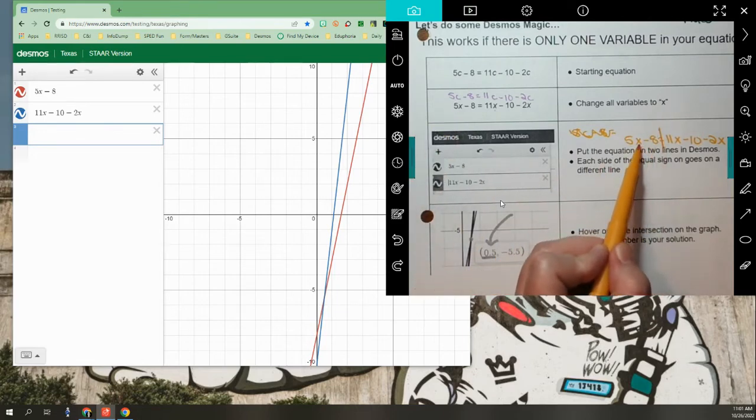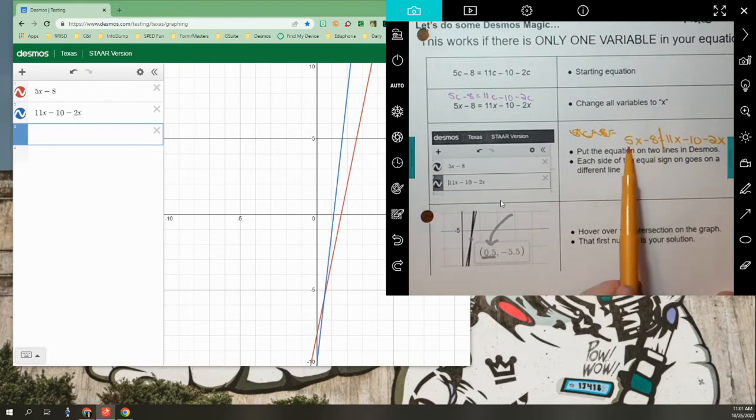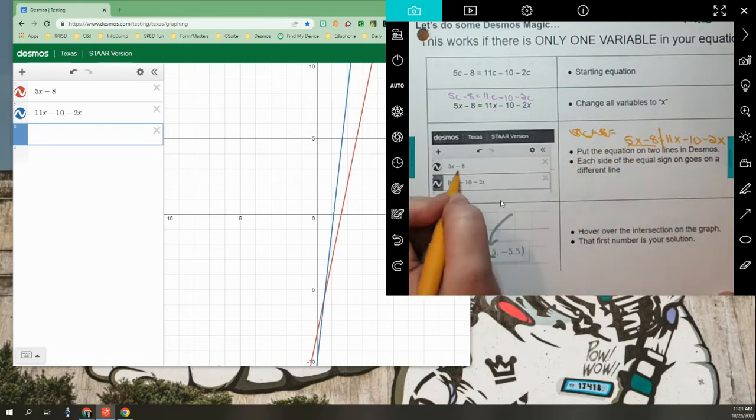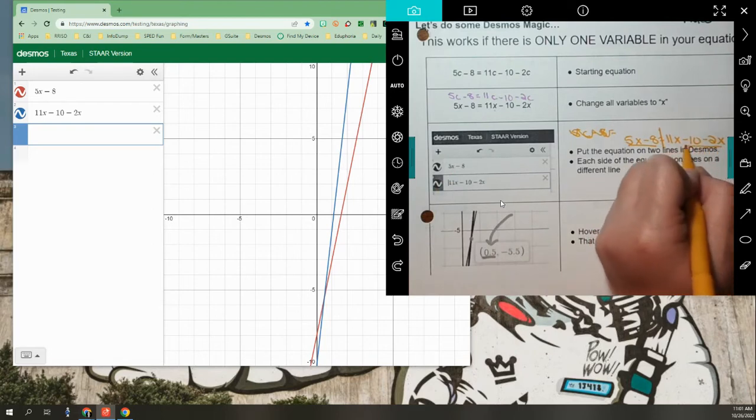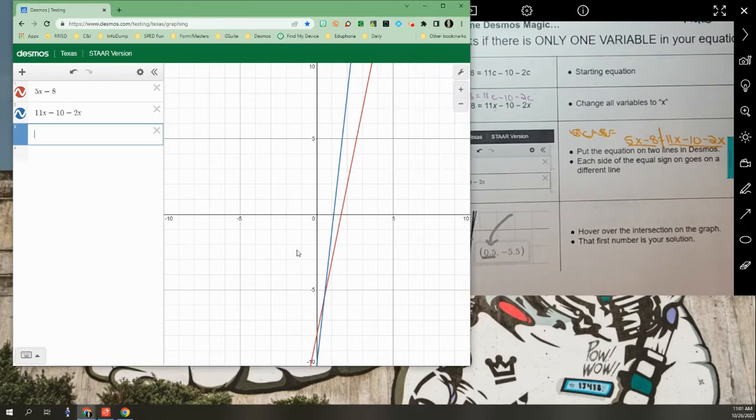We split it and we put it into 2 lines on Desmos. None of that is tricky. It's all super, super easy. We did not combine like terms. We didn't add or subtract. We didn't distribute. We didn't try to get something from one side to the other. All we're doing is, instead of c, you write x. And then you write this side on one line in Desmos and this side on another line. And now it gives you your 2 lines.